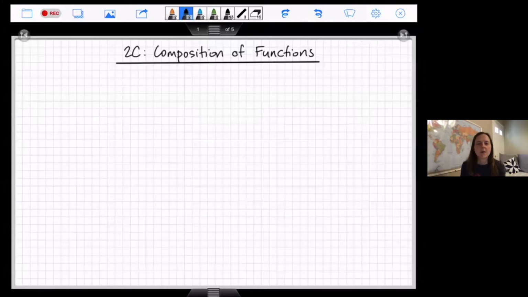Today we're going to talk about the composition of functions, and this is a way to combine two functions in a meaningful way. And to explain what this means, I like to talk about my mother-in-law. She is a pediatrician, which is super handy to have on hand when you have small children.